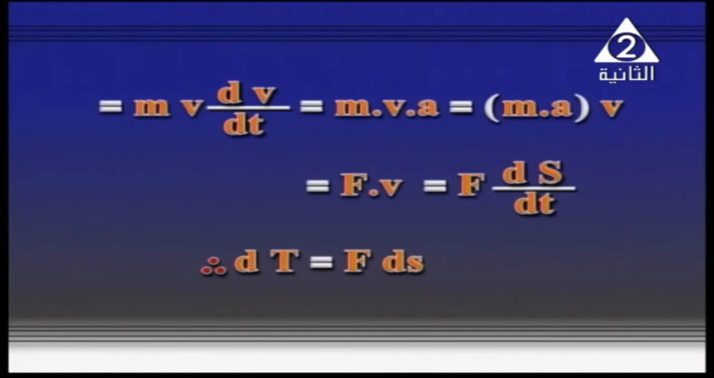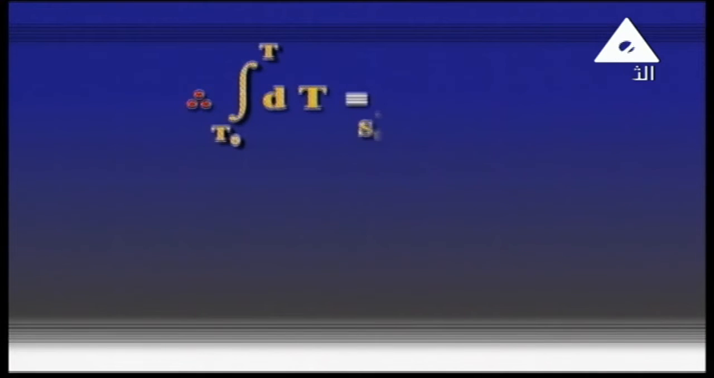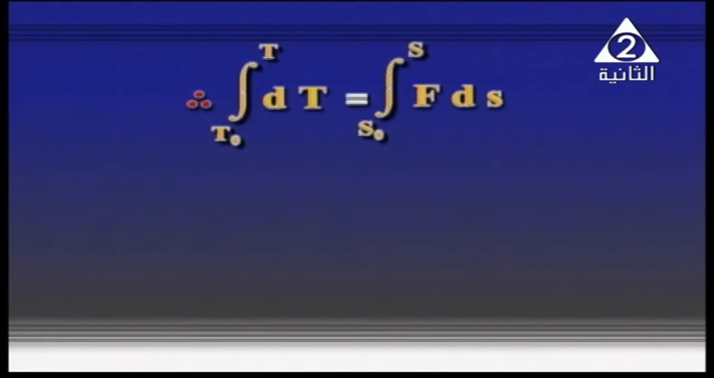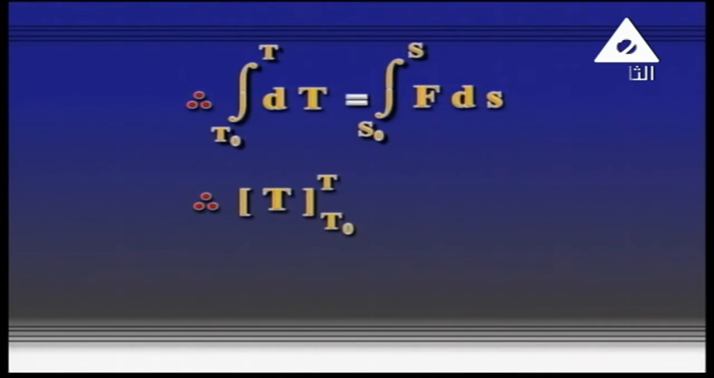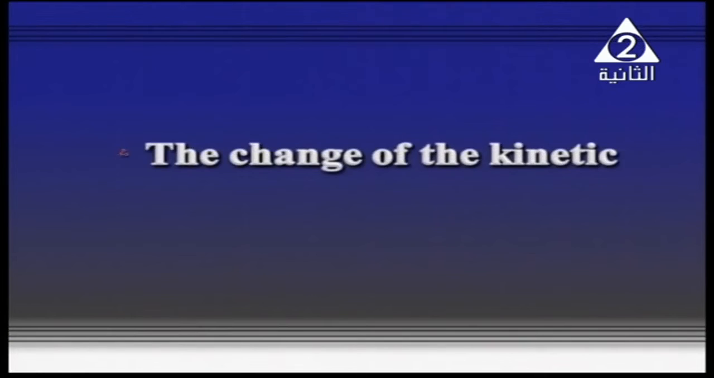My dear student, we know the integration from T naught to T final of dT equals the work done. Then T minus T naught equals the work done. The change of the kinetic energy equals the work done.